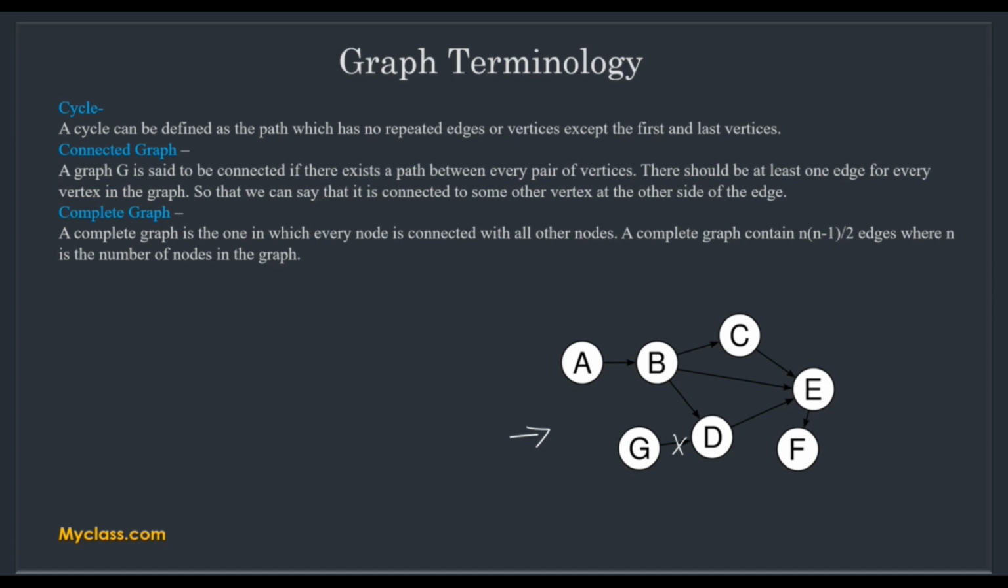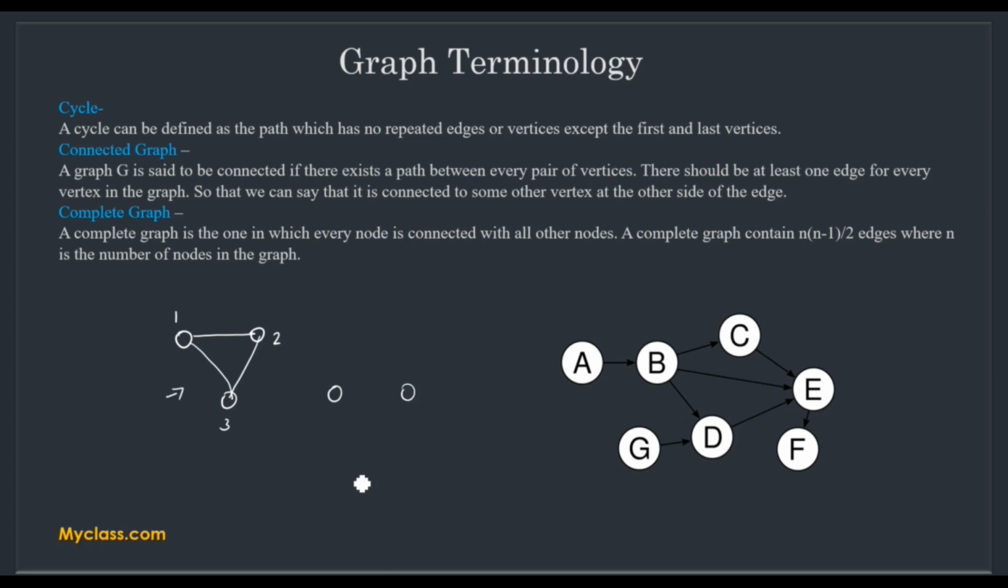So what is a complete graph? A complete graph is one in which every node is connected with all other nodes. A complete graph contains n(n-1)/2 edges, where n is the number of nodes in a graph. Let's assume that these are 3 nodes in a graph. This node is connected to this, and this node is connected to this node. We can say that this is a complete graph because node 1 is connected to 2 and 3, node 2 is connected to 1 and 3, node 3 is connected to 1 and 2. So it is a complete graph with 3 vertices.